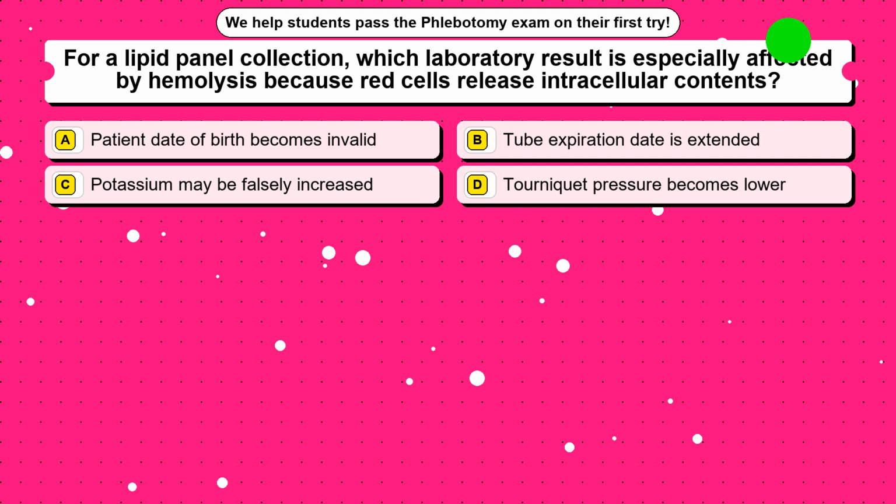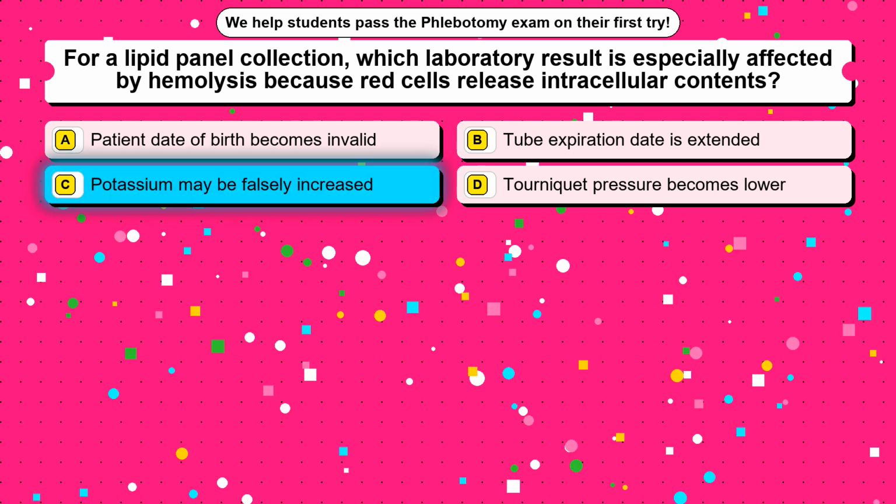Question 67. For a lipid panel collection, which laboratory result is especially affected by hemolysis because red cells release intracellular contents? Option A, patient date of birth becomes invalid. Option B, tube expiration date is extended. Option C, potassium may be falsely increased. Option D, tourniquet pressure becomes lower.